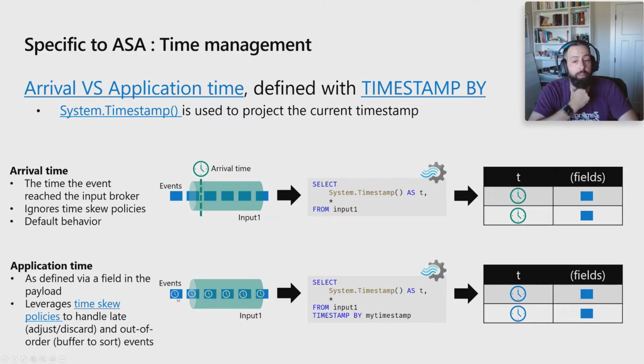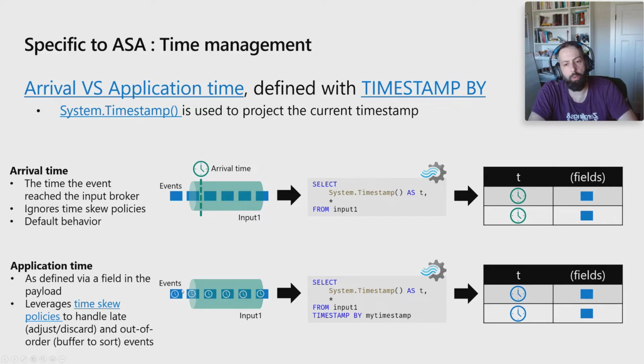So now the time, that's the white clock, is a field in my incoming row, my incoming payload. To recognize and promote that field as the timestamp, you use the keywords TIMESTAMP BY. So that's from input TIMESTAMP BY and using that column name. And now what System.Timestamp will return is the value of that field coming in. This is where we're expecting most processing to happen.